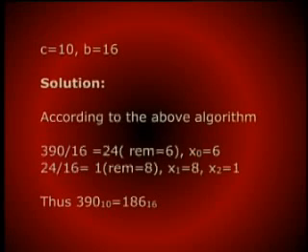Let us look at this example. Convert 390 in decimal to base 16, hexadecimal base. So C is 10 and B is 16. According to the simple algorithm, we divide 390 by 16 and we get 24 with a residue 6. So the coefficient x0 becomes 6. Then the new value of V is 24.